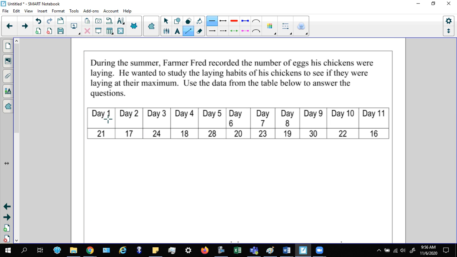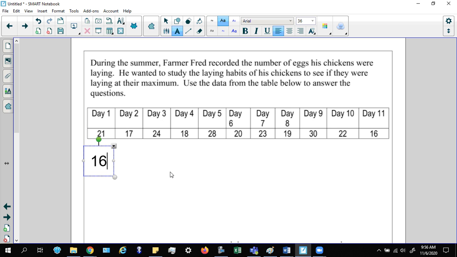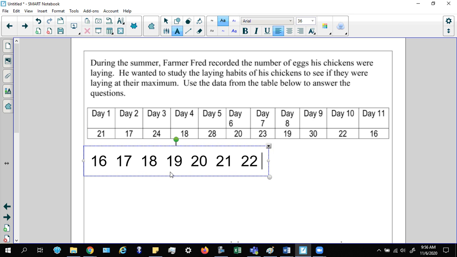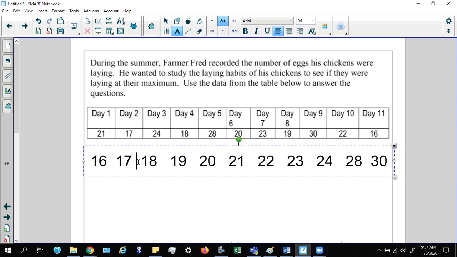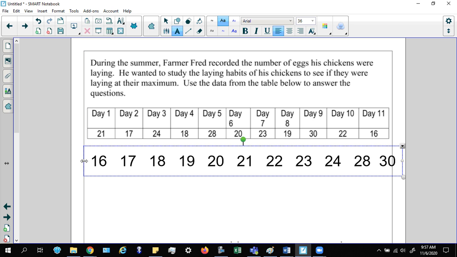Here we have: during the summer, Farmer Fred recorded the number of eggs. You can read it. First thing I need to do is put all the numbers in order. I always like starting with the smallest and working up: 16, 17, 18, 19, 20, 21, 22, 23, 24, 28, and 30. Just spreading them out a little to make sure we have enough room to work. Good, we do.